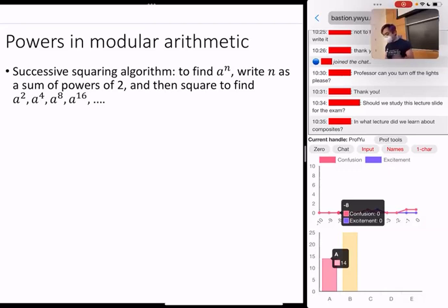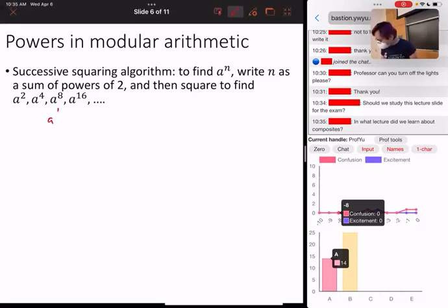One way is you can successively square things and then rewrite as a product of the sum of powers of 2. So for example, a to the 18 is equal to a to the 16 times a squared, and so on. Then you can compute a to the 16, because you can get a to the 1, a to the 2, a to the 4, a to the 8, and a to the 16.